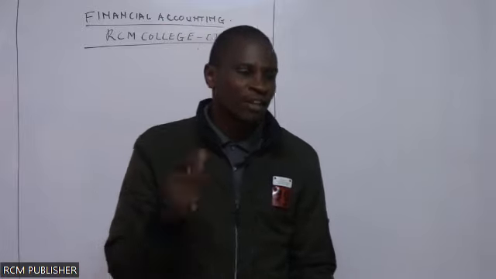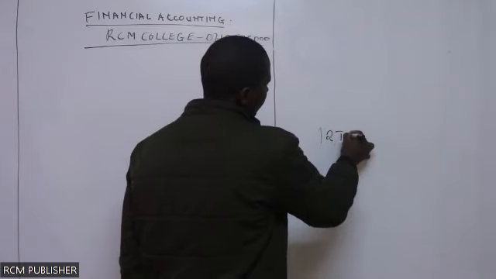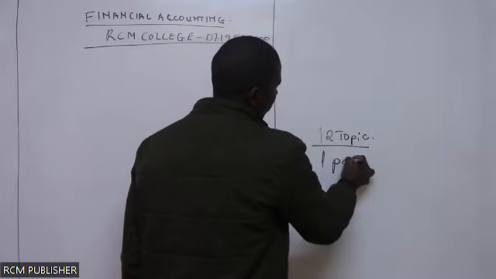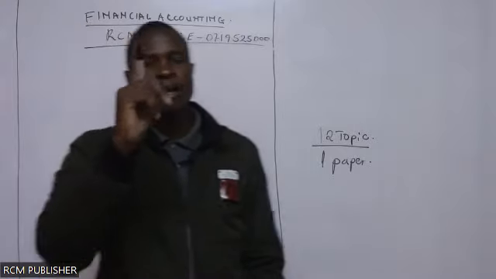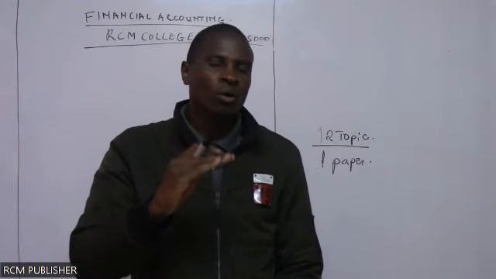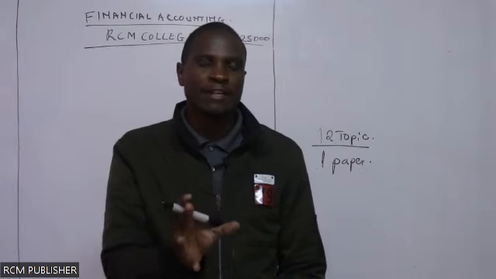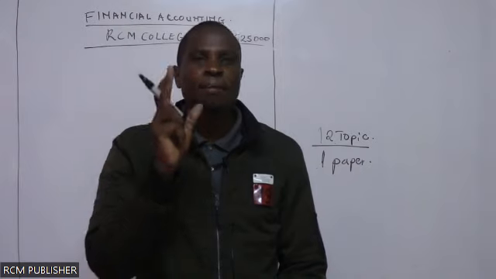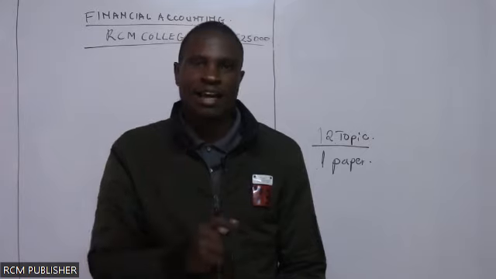Financial accounting, we have 12 topics. Under financial accounting, we have 12 topics. This is paper number 1. As far as CASNEB is concerned, it is paper number 1. The paper that will help you to understand the accounting concept, the principles of accounting, the standards of accounting, the basics of accounting. As an accountant, this is a very important paper that you need to understand.